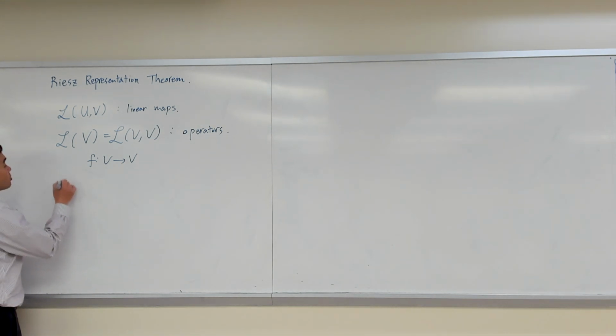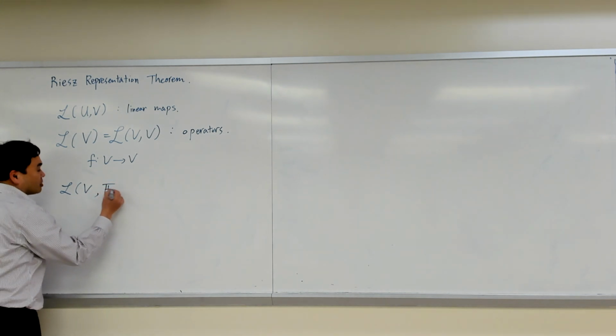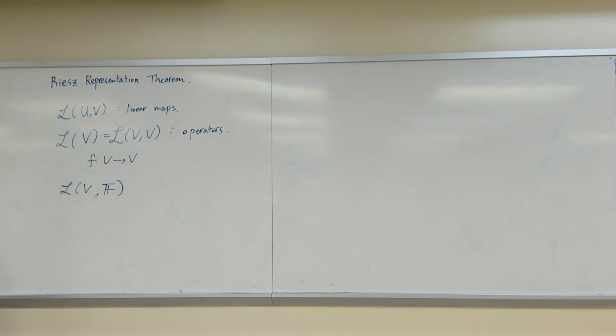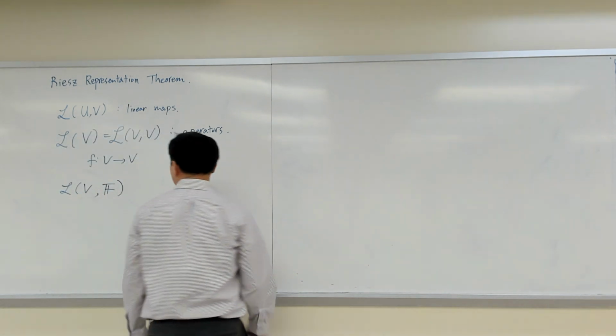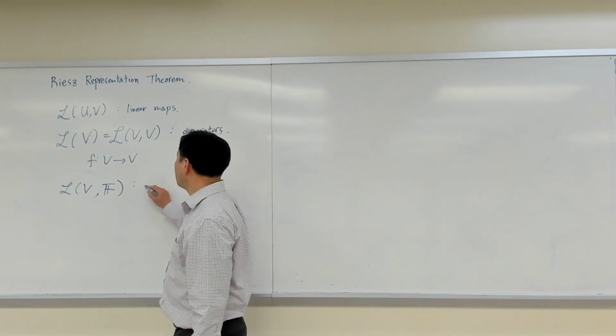Now, to talk about the Riesz representation theorem, we now have to talk about linear maps from V to its base field F, okay? And these are called functionals.